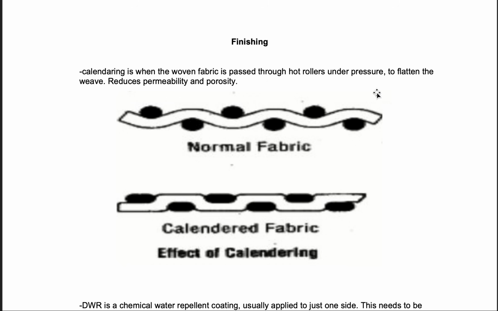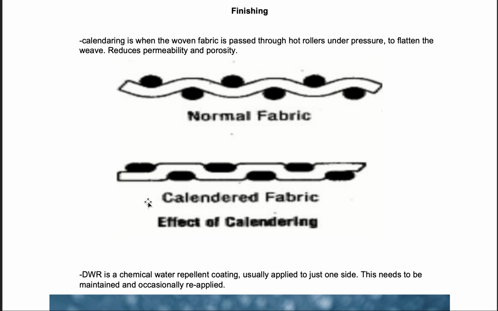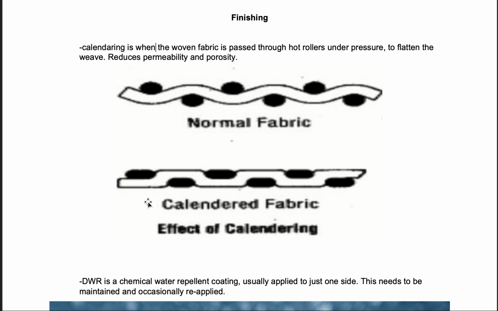So here's a diagram of fabric before calendaring. These black circles are yarns that are coming in and out of the screen, and the white is going parallel to the screen. And then one that's after calendaring. So you can see it's been squished and flattened together, and the heat maybe partially melts the plastic of the yarns and makes them stay in that shape.